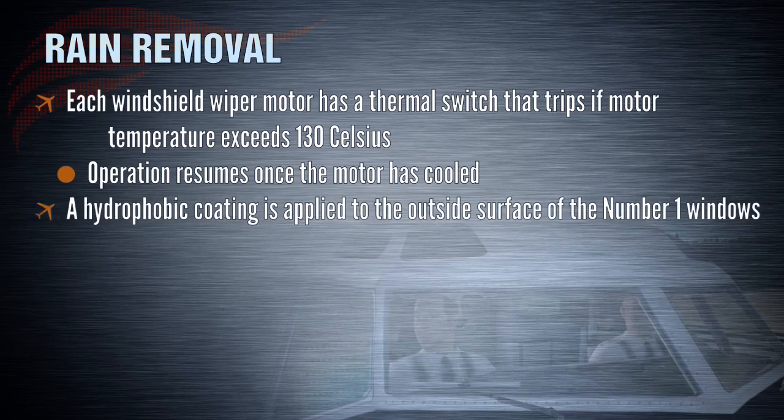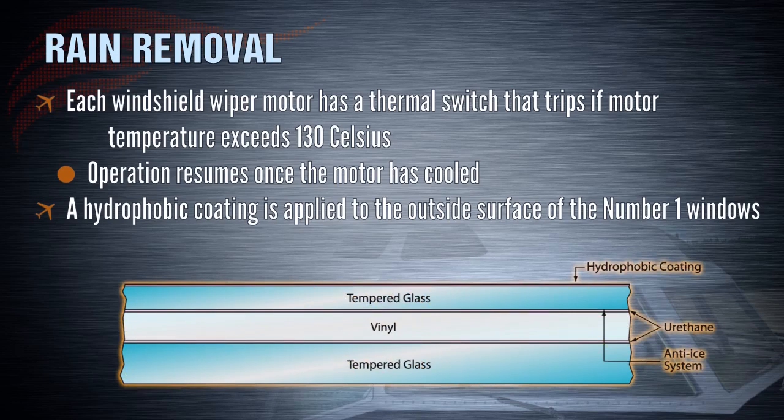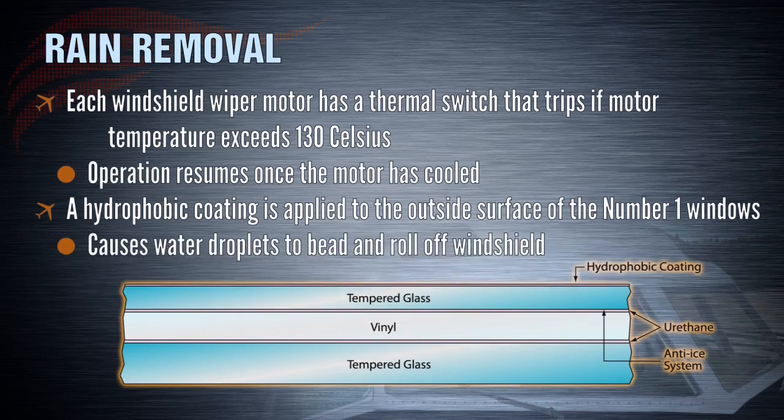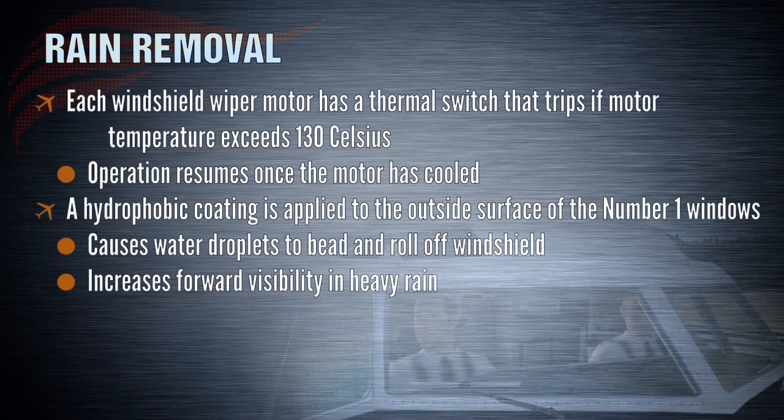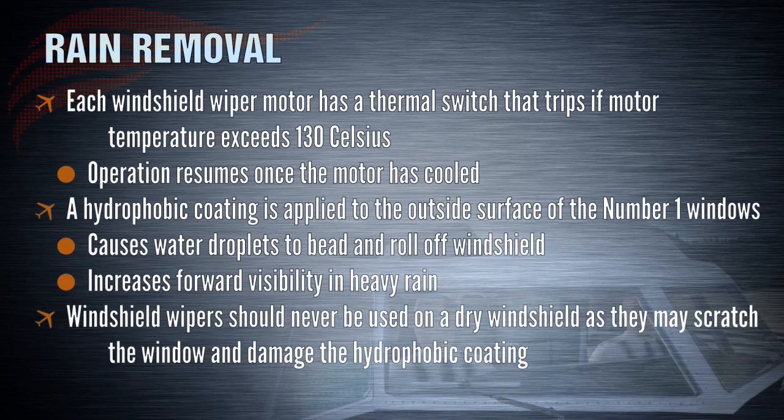A hydrophobic coating is applied to the outside surface of the number 1 windows. This causes water droplets to bead up and roll off the windshields, increasing forward visibility in heavy rain. Note that the windshield wipers should never be used on a dry windshield, as they may scratch the window and cause damage to both the wiper blades and the hydrophobic coating.